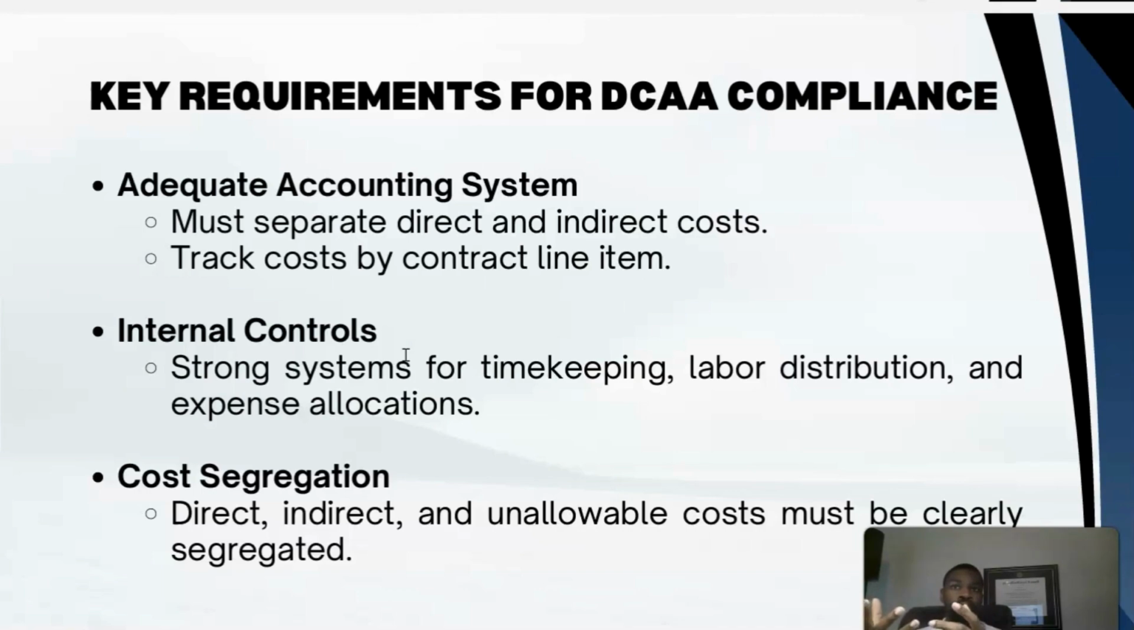Then your internal controls. You must have strong systems. This is what I was talking about when it comes to tracking or writing your SOPs. Your timekeeping, the way you go about your job types, and also your expense allocation have to be documented. They need to know what you consider direct and what you consider indirect outside of just a normal definition, right? Because each business is different. And once again, this is kind of saying the same thing: direct, indirect, and also unallowable costs must be clearly segregated, right? They cannot be combined into one account. They need to be broken up as such.